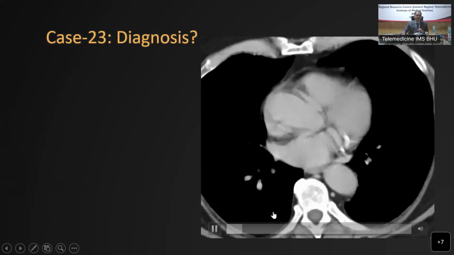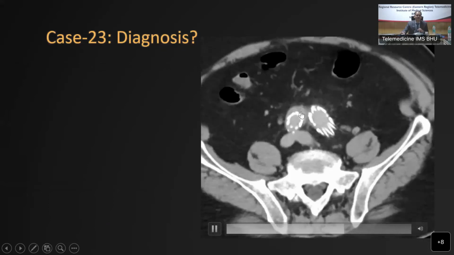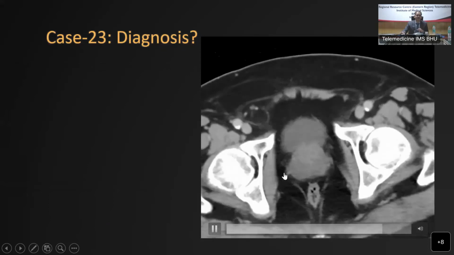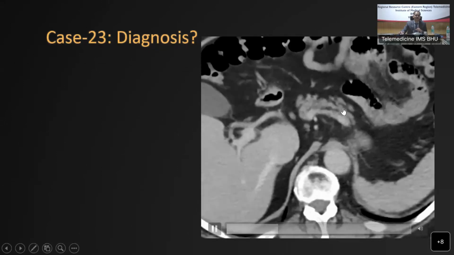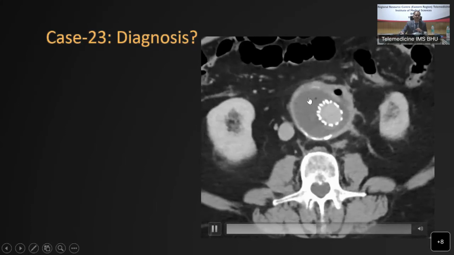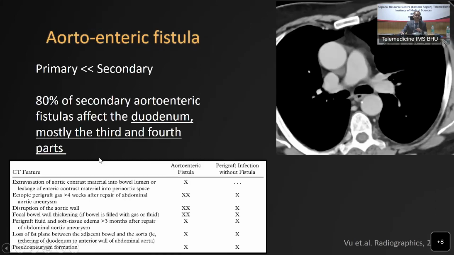Next case here, I'm gonna let it play. You can see that this is a patient with EVAR. You can see that in the excluded sac there is a lot of air in the excluded sac, and the duodenal loop is closely opposed to the wall of the sac. So this is a case of aortoenteric fistulas.